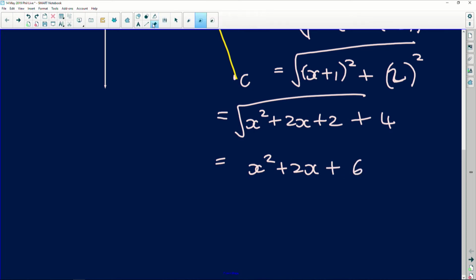But look at me, guys. This 1 here, 1 squared is just 1. Okay, so I was talking rubbish here. That's 1 there. 1 plus 4 is 5. So AB is the square root of x squared plus 2x plus 5.